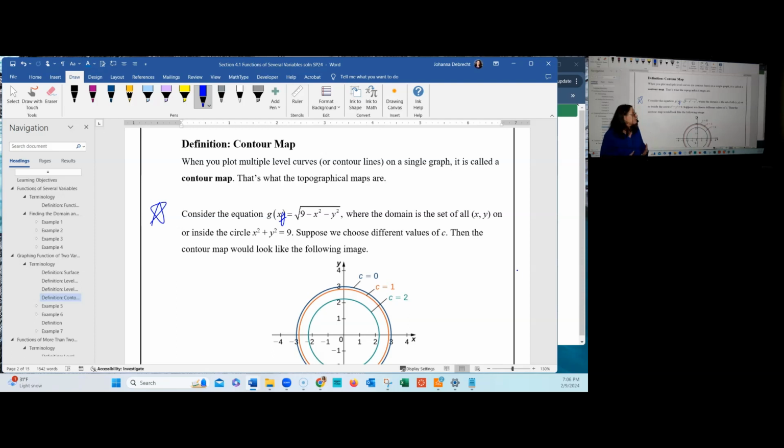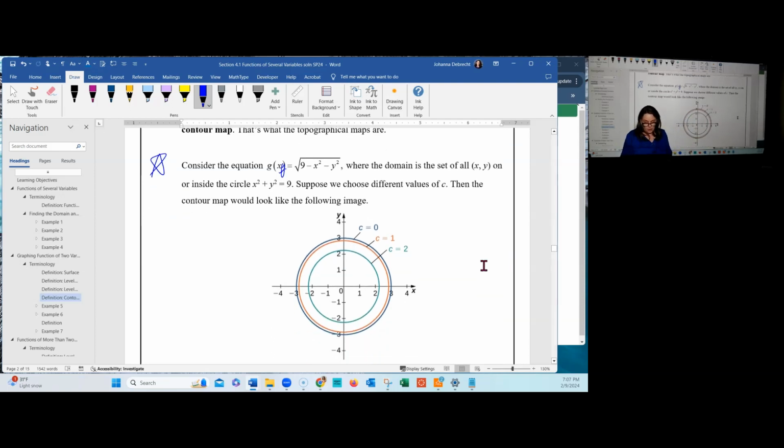Let's suppose we choose different values for C, which is our Z value. Then the contour map would look like this. If C equals 0, then we're graphing that circle of radius 3. If C equals 1, then we're graphing the square root of 9 minus x squared minus y squared equals 1. If C equals 2, then we're graphing 2 equals the square root of 9 minus x squared minus y squared. So it's giving us a two-dimensional representation of what the surface looks like for one specific dependent variable value.